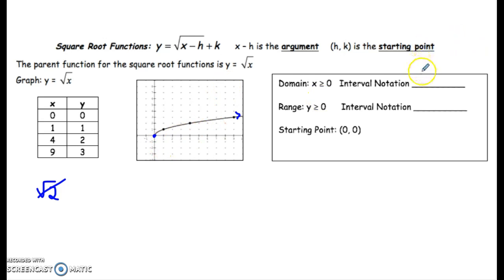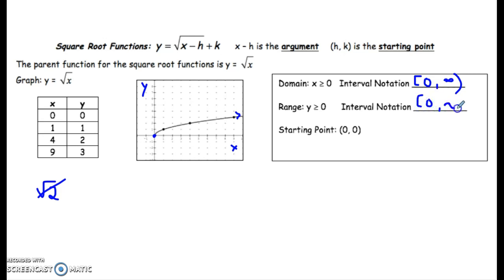Now, noticing on my parent function, the domain is all of my positive x values, including the 0, because if we take a square root of a negative number, we go to the imaginary number system, and we don't graph in the imaginary number system. So this is our real number graph of the square root of x. In interval notation, that would look like 0 to infinity, with a closed bracket because it includes the 0, and the range would also go from 0 to infinity.